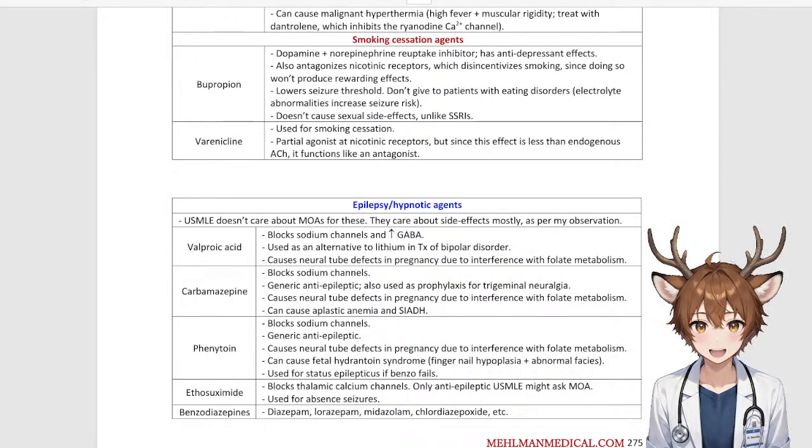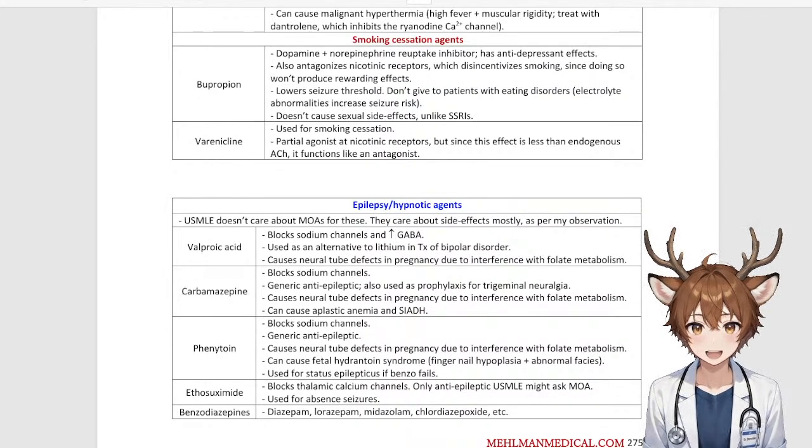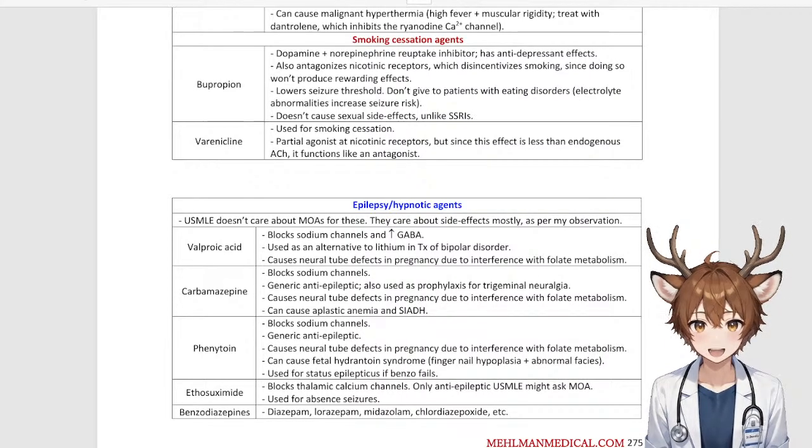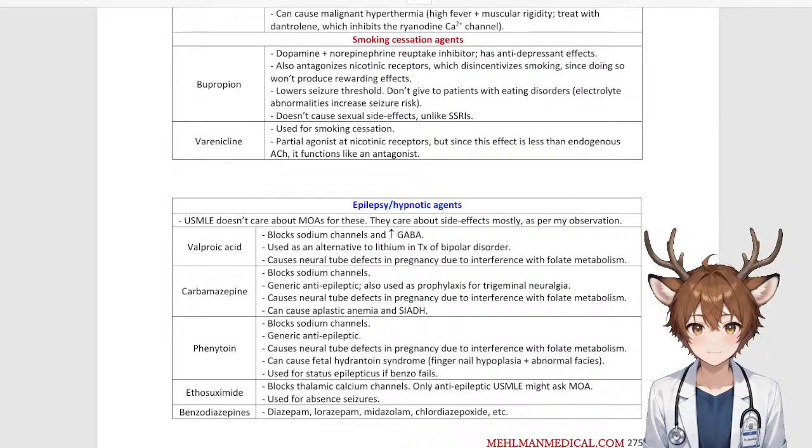What about varenicline? Used for smoking cessation, partial agonist at nicotinic receptors, but since this effect is less than endogenous acetylcholine, it functions like an antagonist.